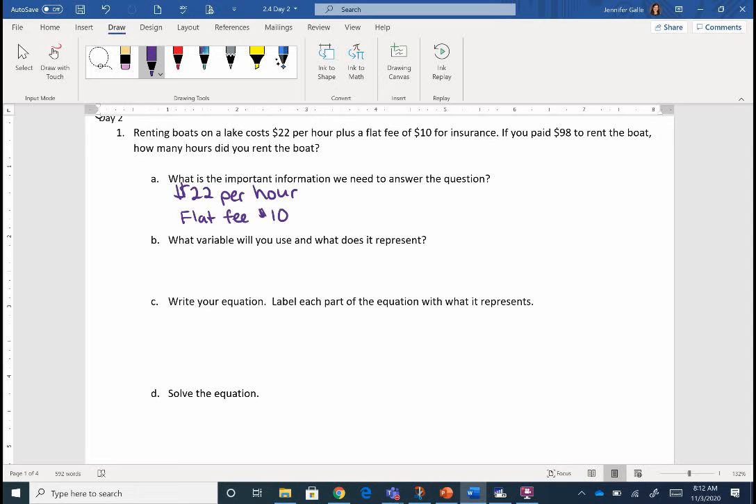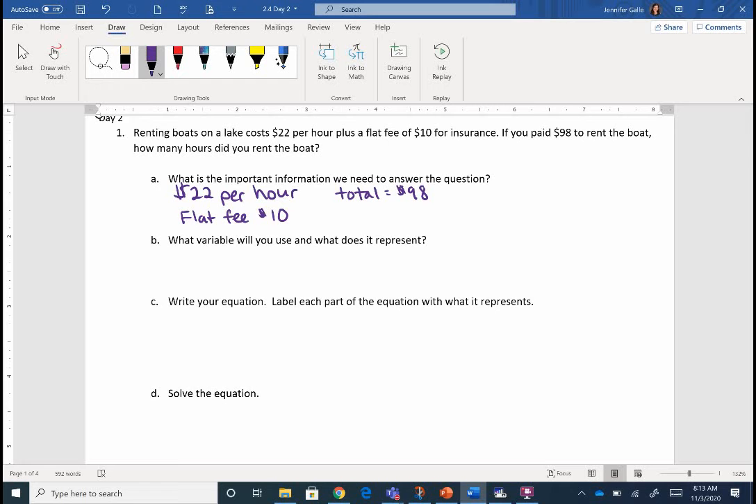What's our other important piece of information? $98. What does it represent? The boat. How many? They rented the boat for $98. So I paid a total of $98. How many dollars did you pay? $98.